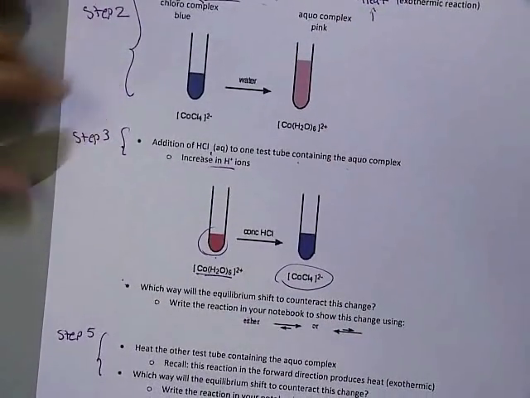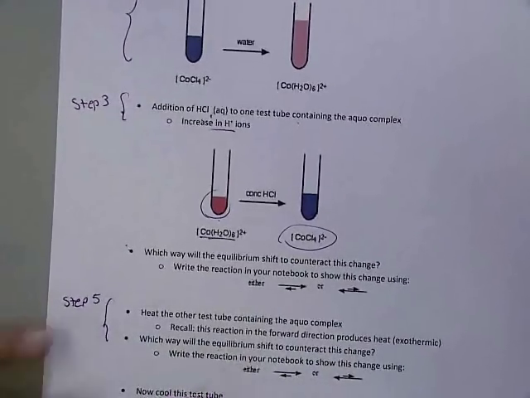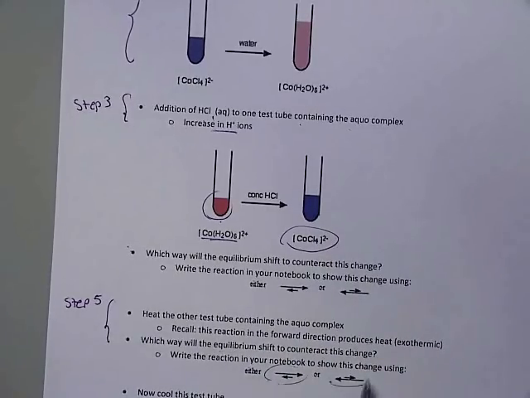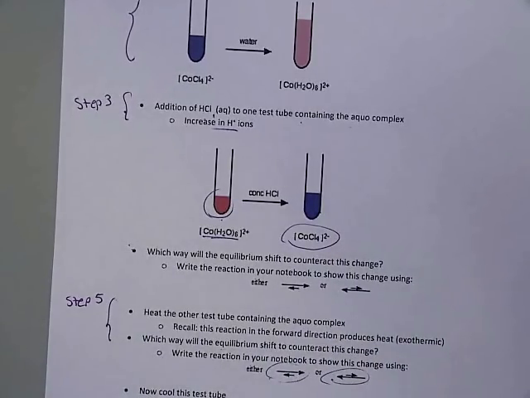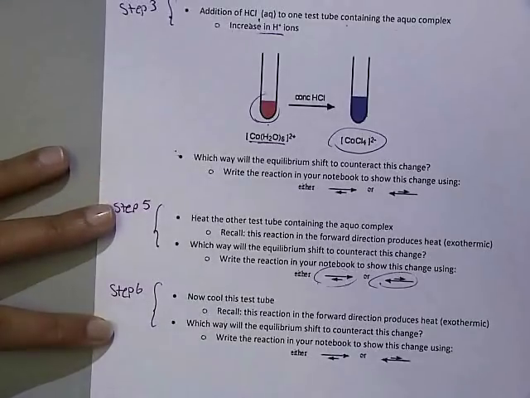And if we're increasing temperature, I want you, based on your observations, to tell me which way the equilibrium shifts to counteract this change. And again, in your notebook, I want you to actually write down your reaction arrows based on what happens. So now in step 6, instead of heating, we're now going to cool our test tubes.